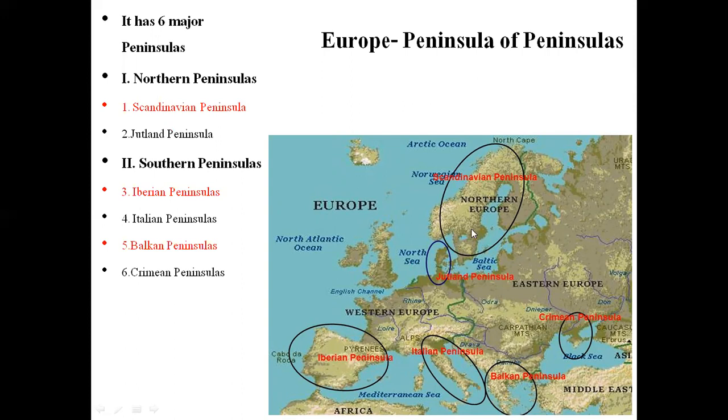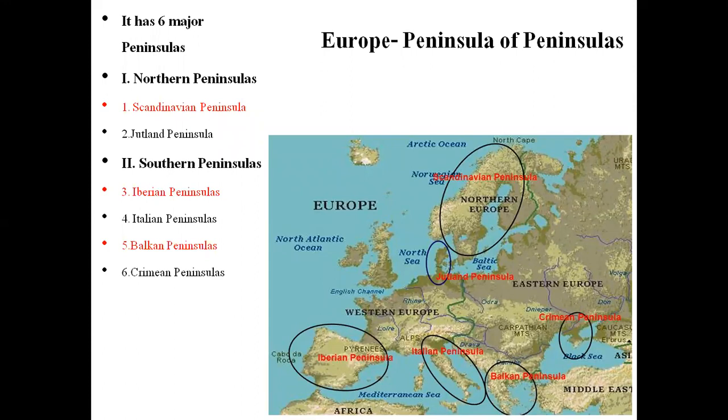So in the north we are having 2, and when you come to the south of Europe, you are having 4 peninsulas: the Iberian Peninsula, the Italian Peninsula, the Balkan Peninsula, and the Crimean Peninsula. These are the total 6 peninsulas. Majorly, we are having 6 peninsulas in our European continent. That is the reason this Europe continent has the nickname called Peninsula of Peninsulas. That you have to remember.